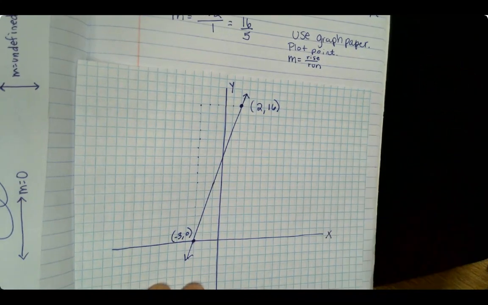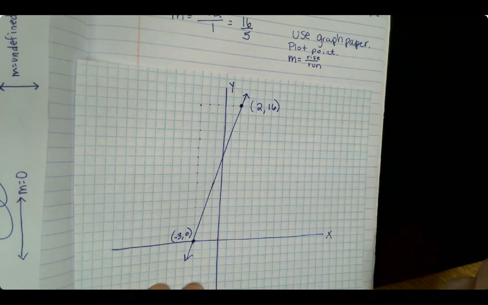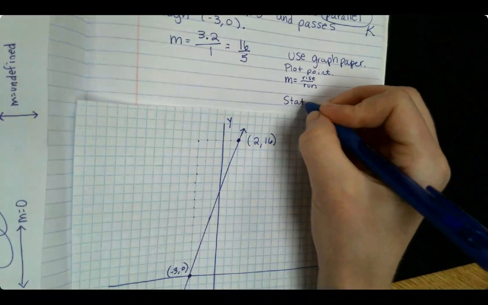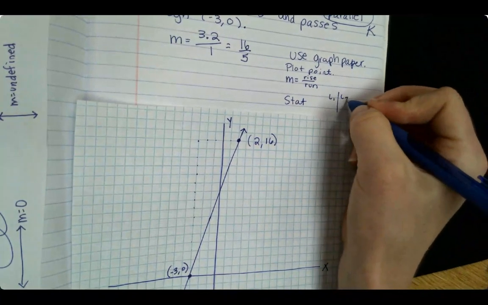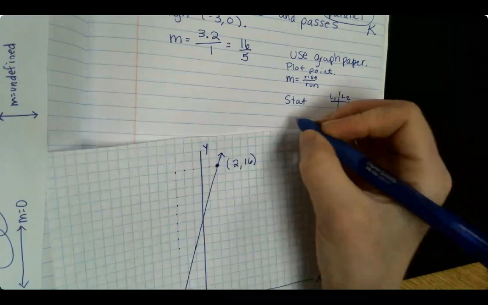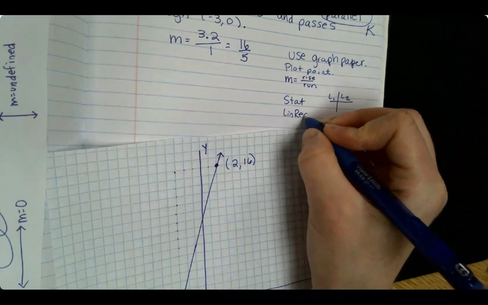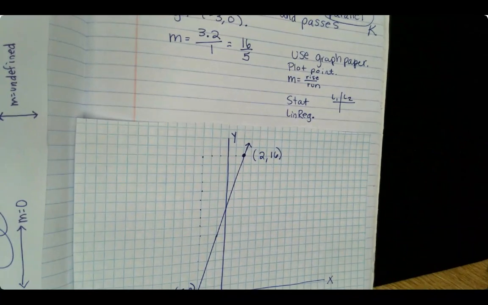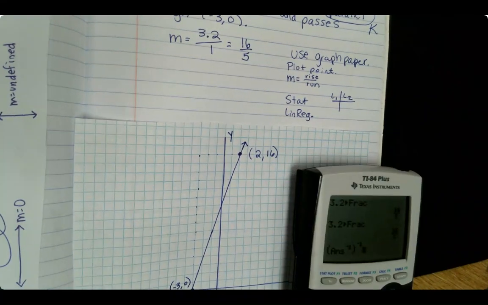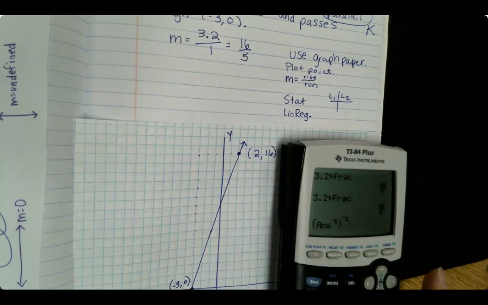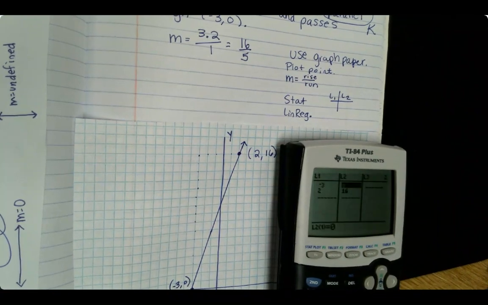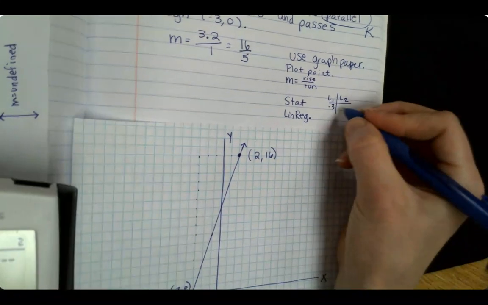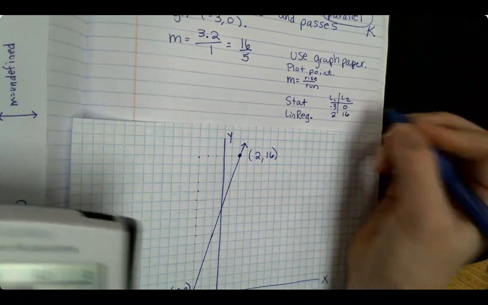So if we're asked to write an equation, then that means we need to use linear regression. So we're going to go stats, do L1, L2, and then do linear regression to write the equation. So go to stats, edit. We're going to put those 2 points in. So negative 3, 0, 2, 16.